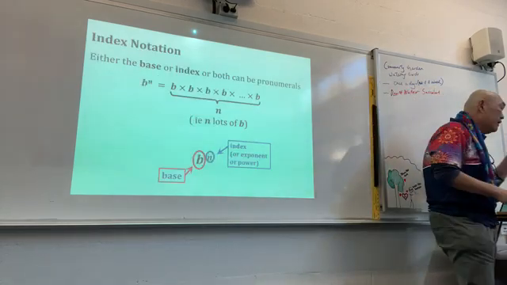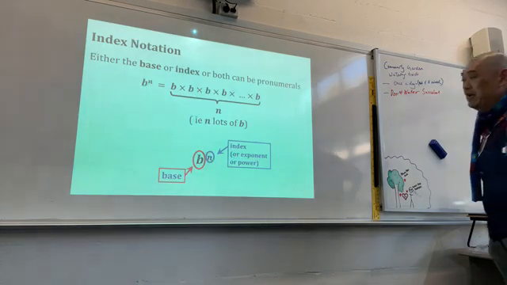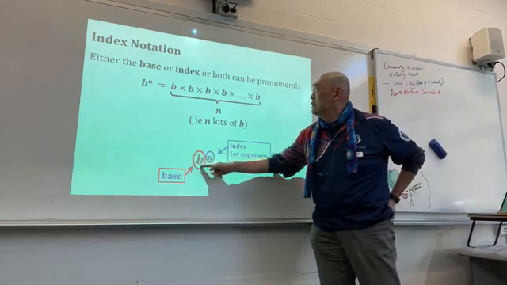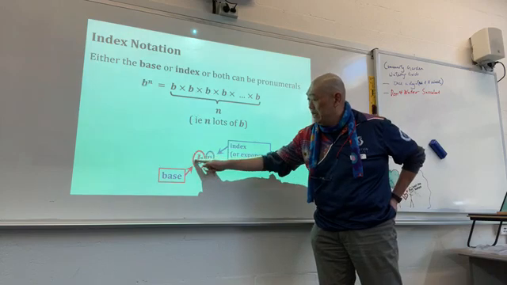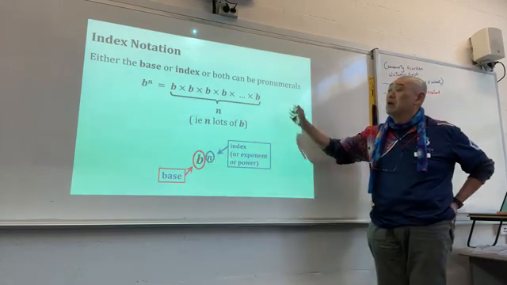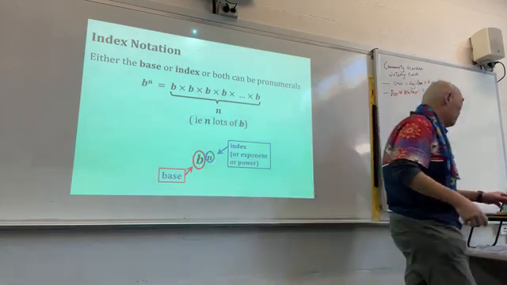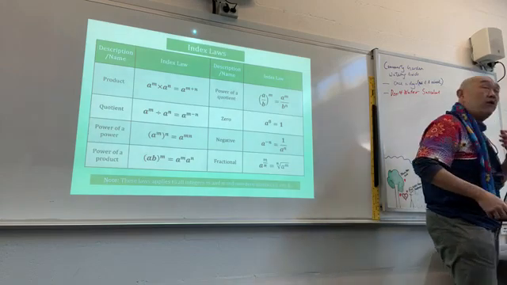Very quickly, just go back to the index notation. The base is just the number here, and then there's an exponent or the power, the index. All right? So b to the power of n just means n lots of b. That's all.